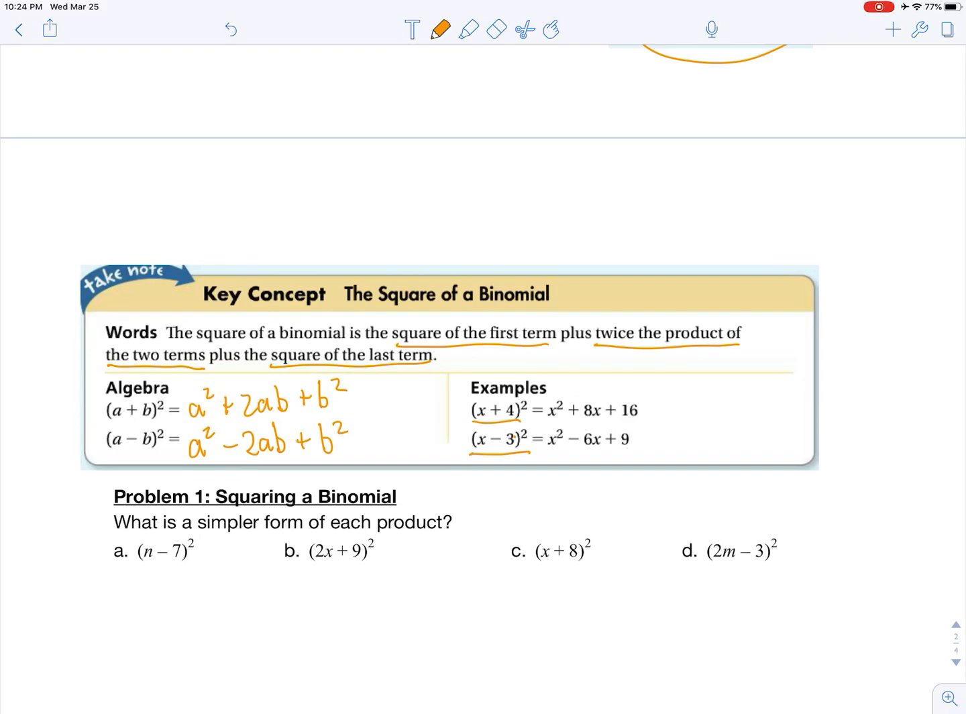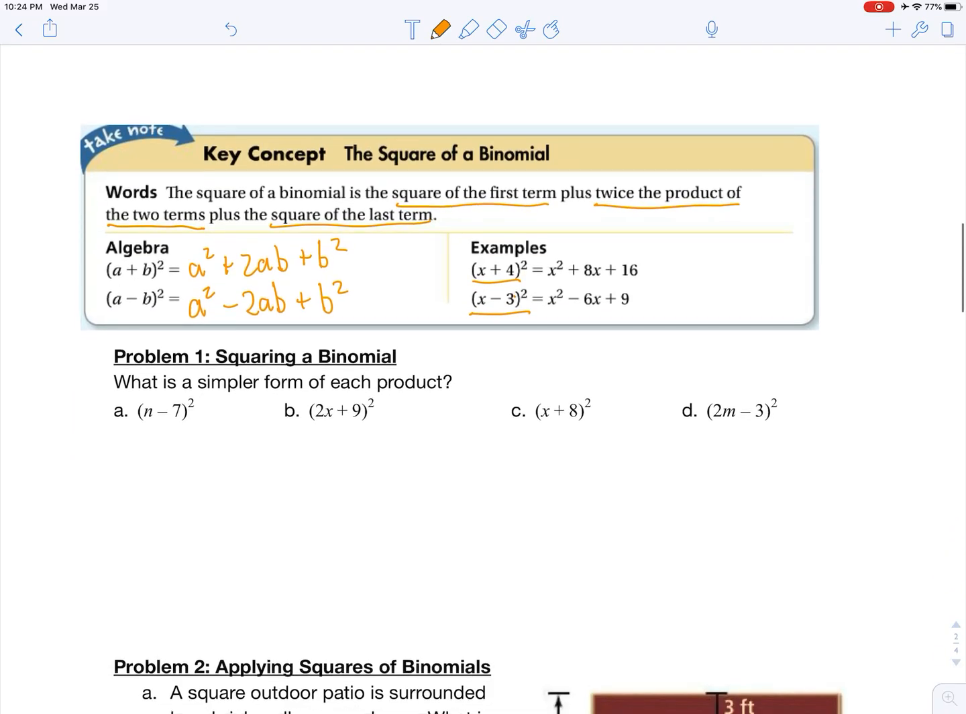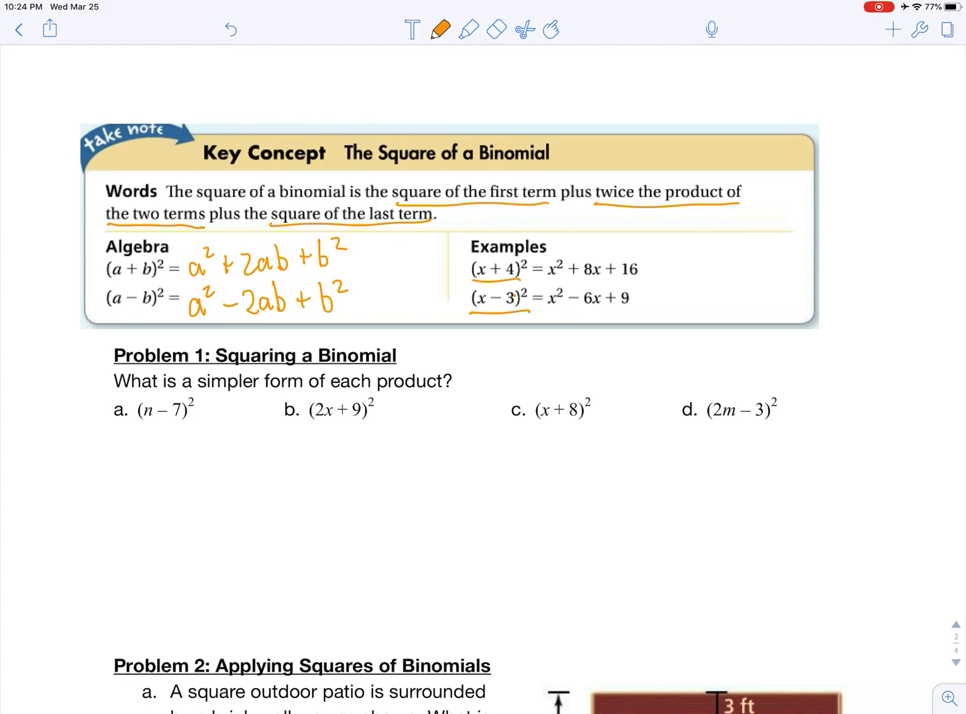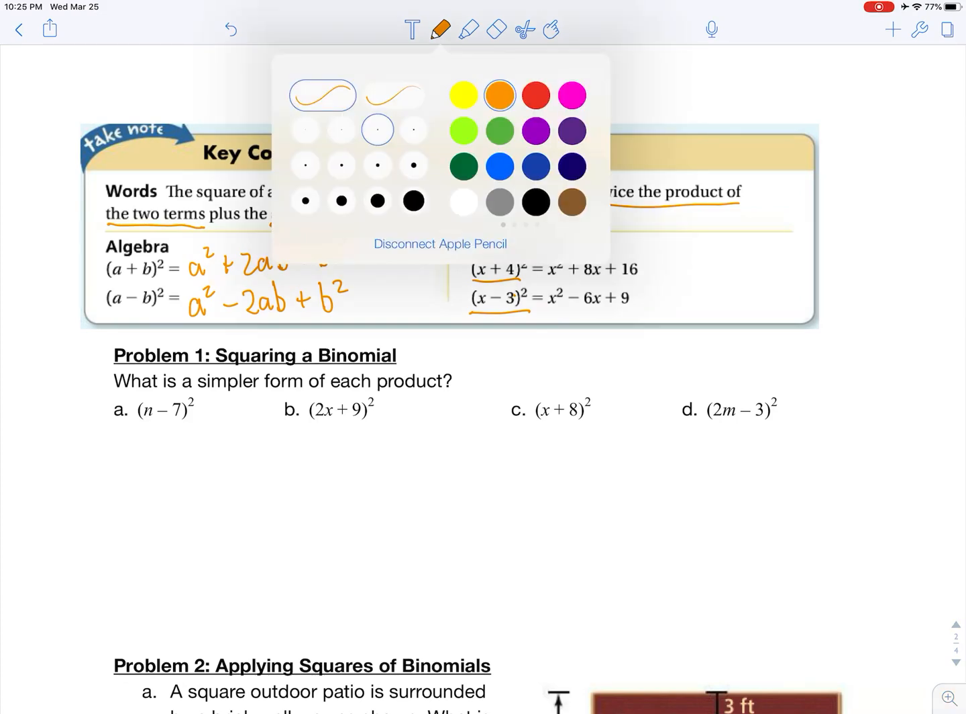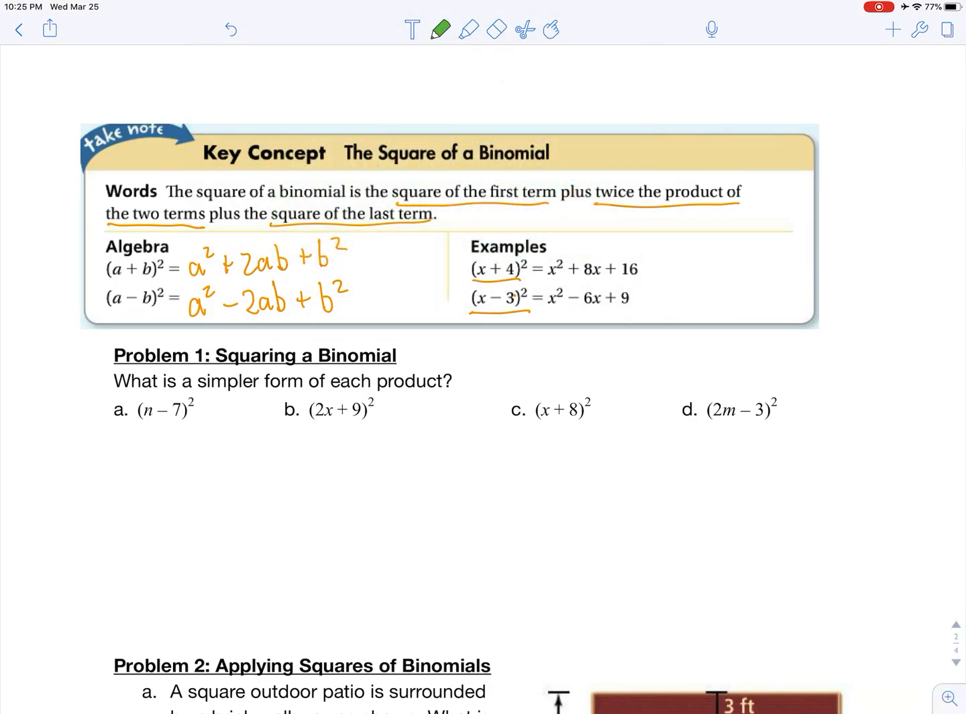So really all we got to do in these questions is recognize what's our a term and what's our b term, and then we can just follow our formula. But remember, all these questions can still be solved using the same steps we did in 8.3. So let's say if I start with (n minus 7) quantity squared. We're looking for an a term. In this case, that's just n. If I'm looking for a b term, my second value, that's just negative 7.